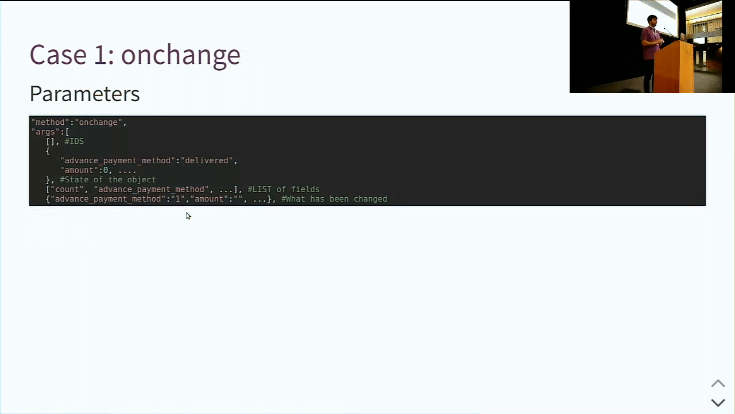Okay, the onchange. Onchange is a bit complicated because as backend developers, we never use this method directly since it's a wrapper to call the function, the compute field, and the onchange in the right order. So basically, what the web client is sending, first, the list of IDs. In this case, it's empty because the record does not exist yet. Then it's sending the state of the object, but from the web client perspective. So if you have changed something in the form, it will be sent to the server. Finally, you have the list of fields and the list of fields that have been touched. In this case, this field has been touched.